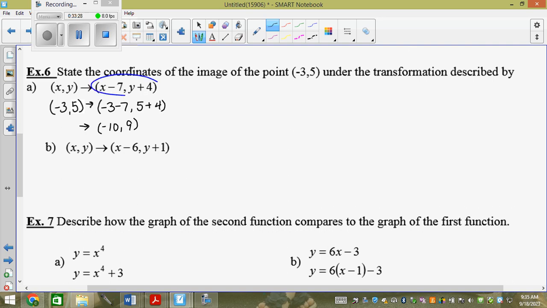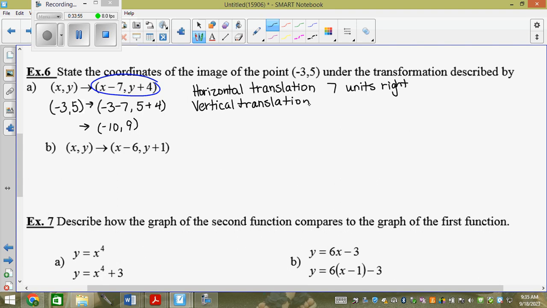Now, if we look at this, what are our transformations? We have a horizontal translation, seven units right, and a vertical translation, four units up. No one correct me? No one correct me? Why is it right? It shouldn't be right, because we're doing what?